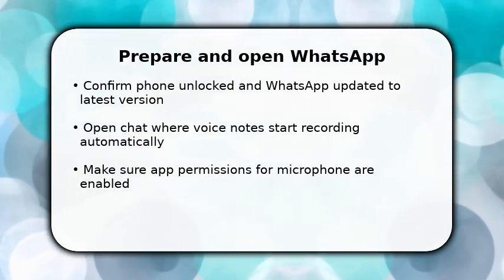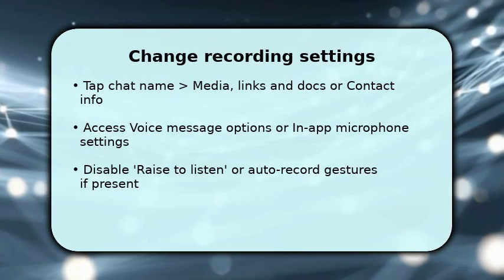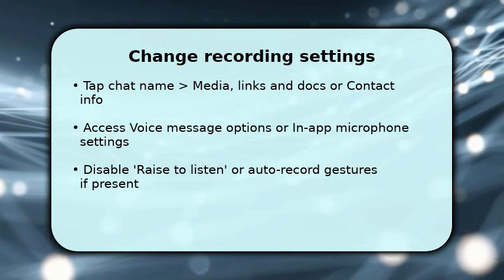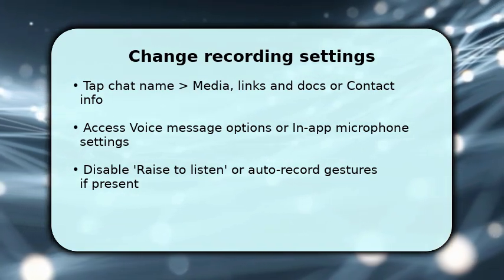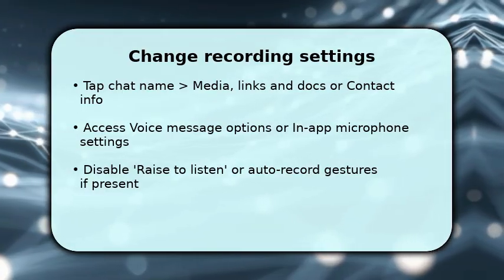Now move to the chat controls and app settings to change recording behavior. In chat settings, tap the contact or group name to open conversation options, then look for voice message or media controls. This is where WhatsApp exposes related toggles.